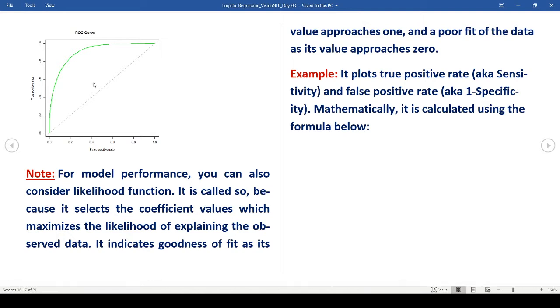All right, that means our model performance is really good. Which is also mentioned here: for model performance, you can also consider the likelihood function. It is called so because it selects the coefficient values which maximize the likelihood of explaining the observed data. It also indicates the goodness of fit as its value approaches 1. If the value is close to 1, the model is performing really well, and if the value is closer to 0, that means it's a poor model.